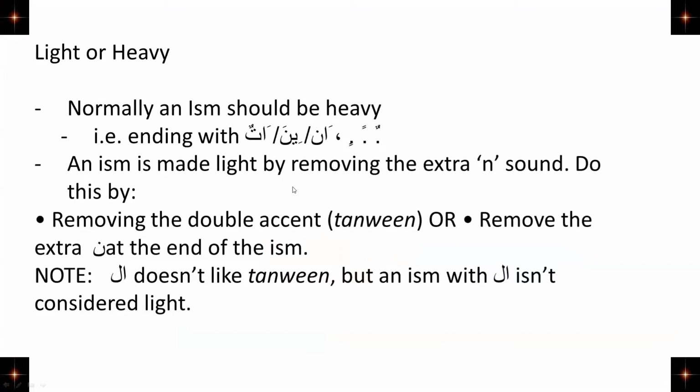An ism is made light by removing the n sound, so removing the tanween, right? Okay, removing the double accent, which is the tanween, or removing the noon. You have to also note that alif and lam does not like tanween. So any word with alif and lam, you cannot put tanween on it. But an ism with the alif and lam is not considered light either.